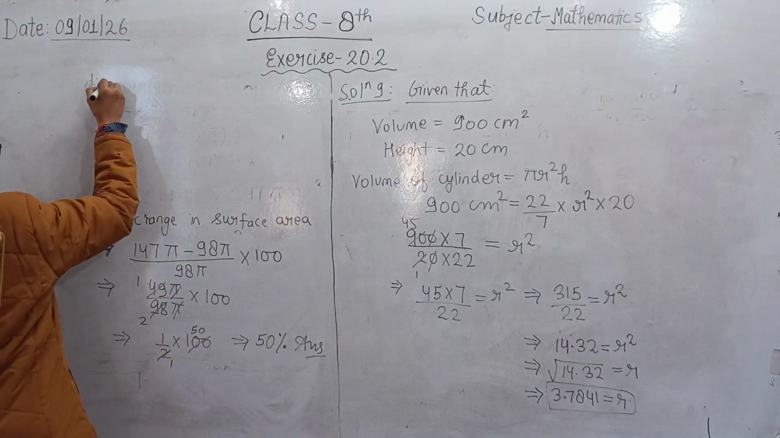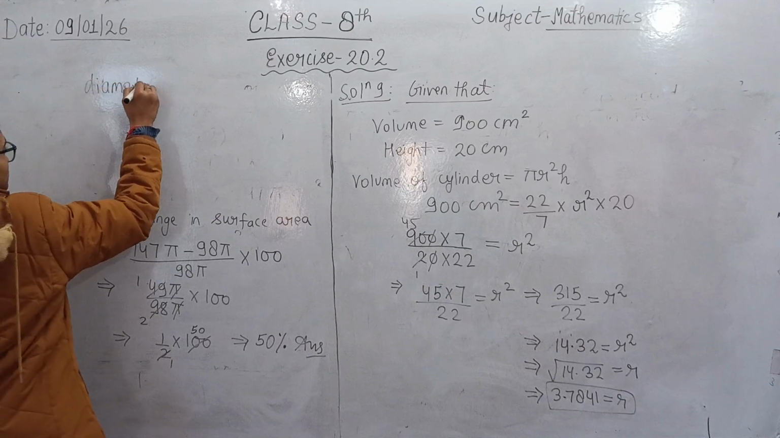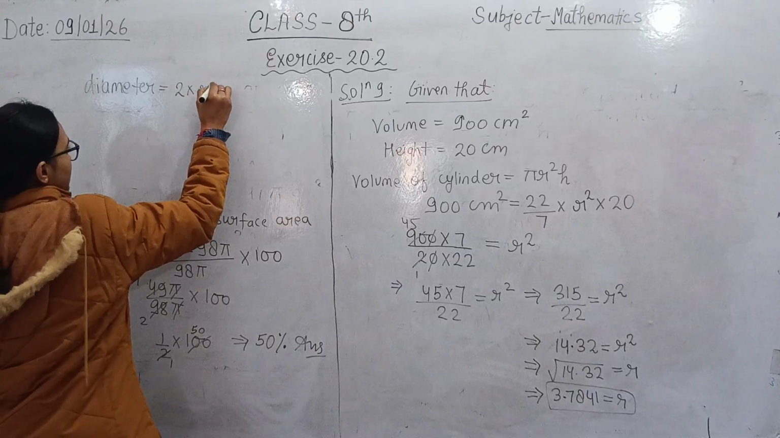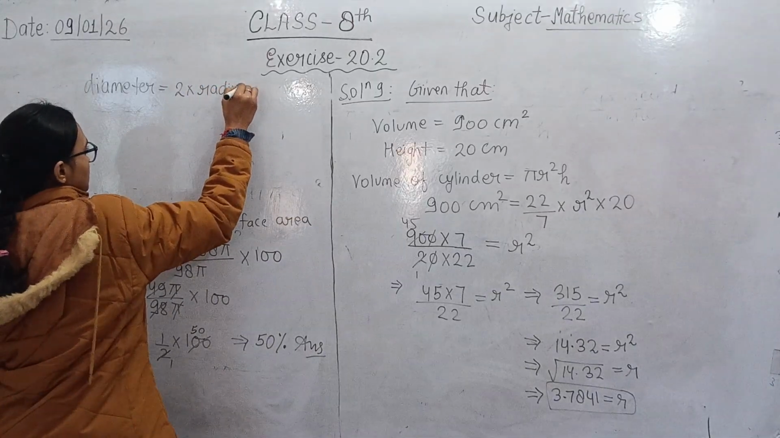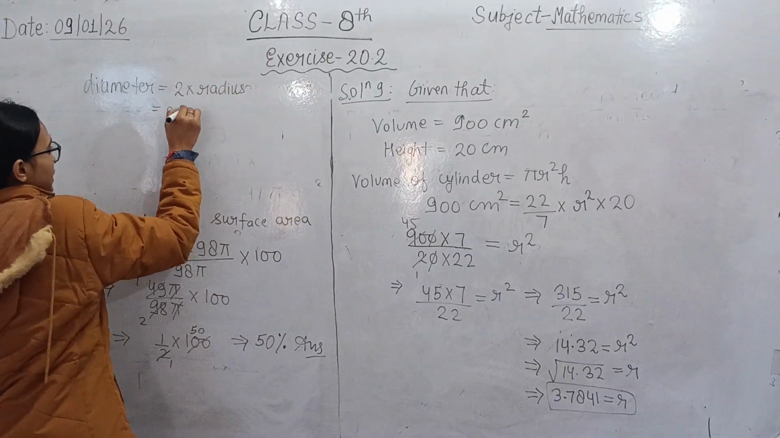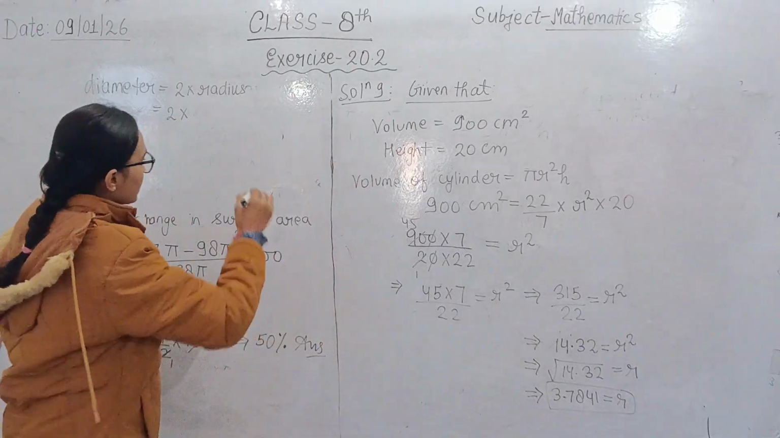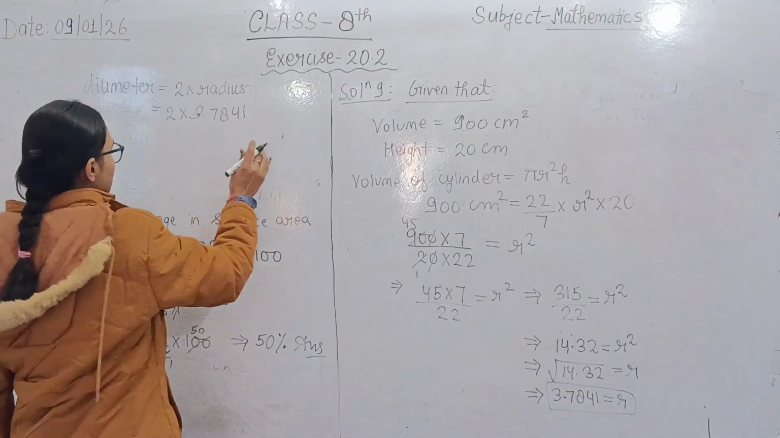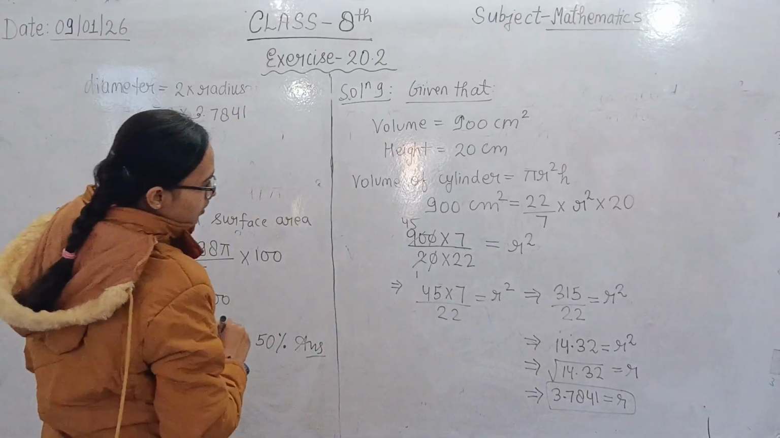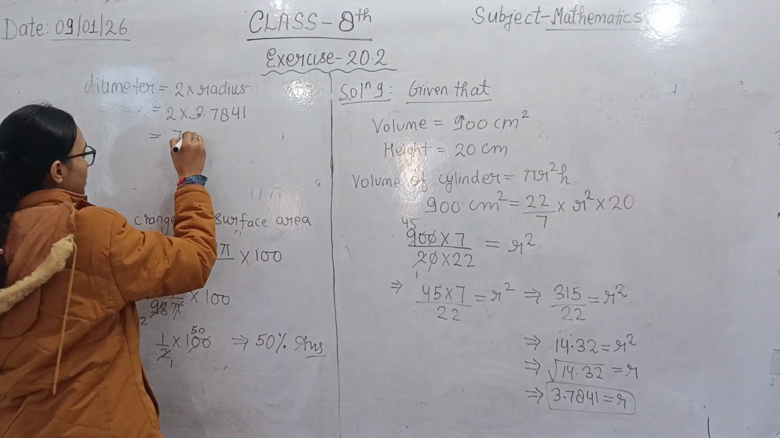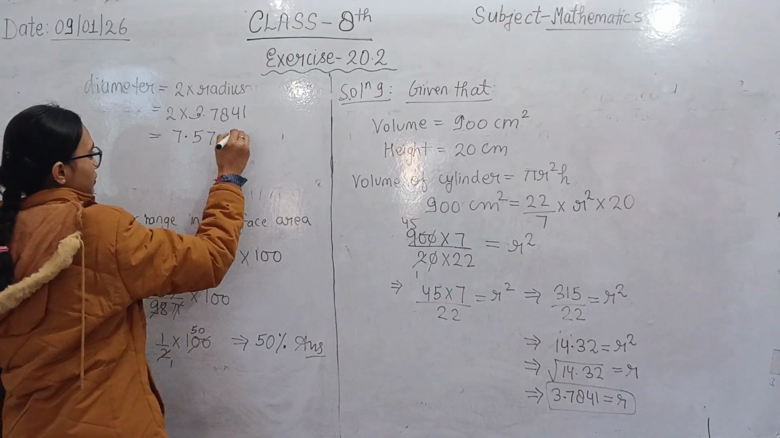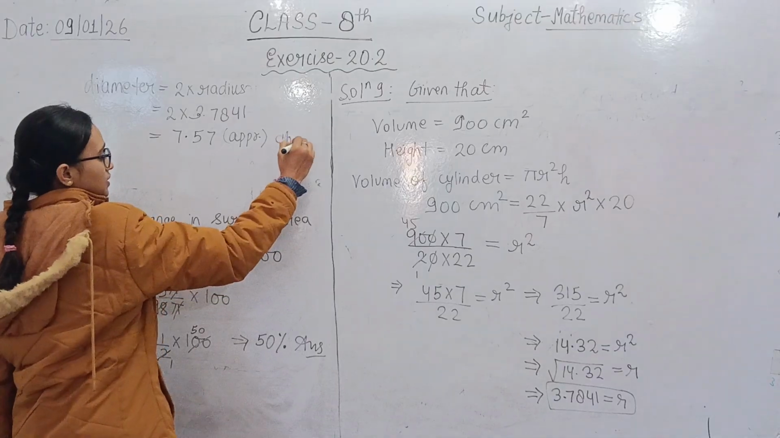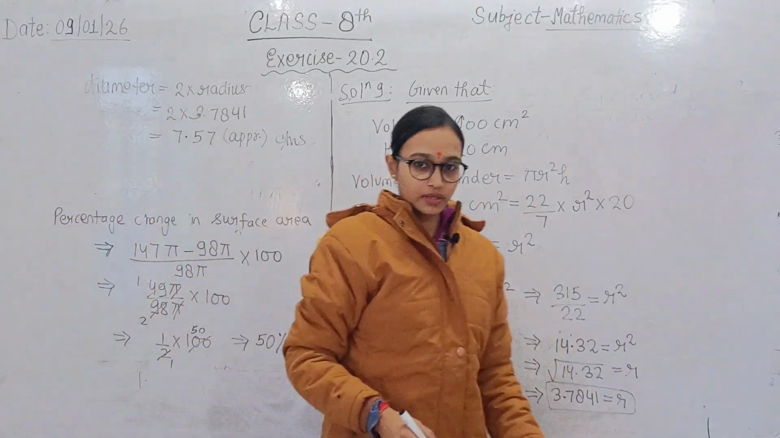So diameter is given as 2 multiplied by radius. So 2 multiply radius we have calculated 3.7841. On multiplying this, we get 7.57 approx. So this is the answer of question number 9.